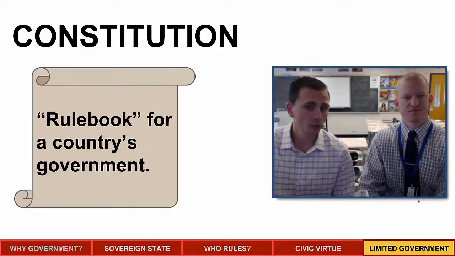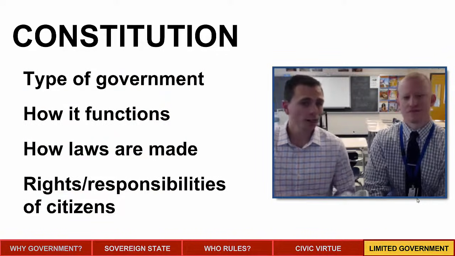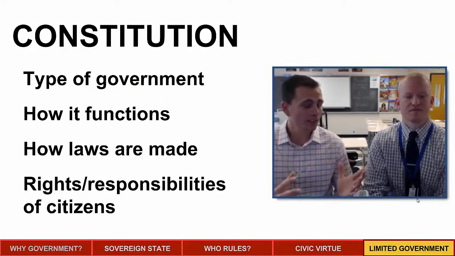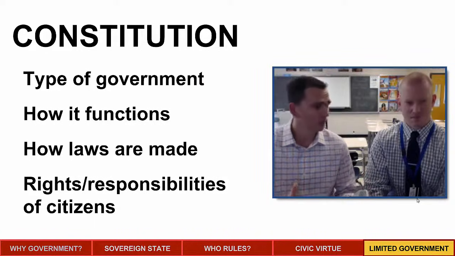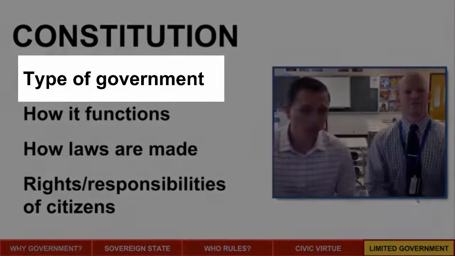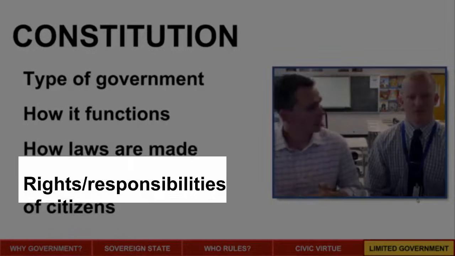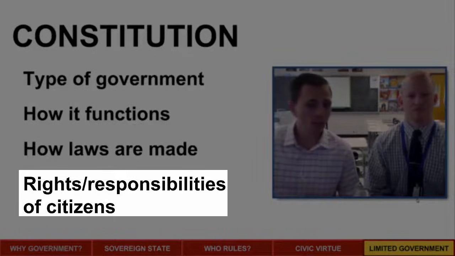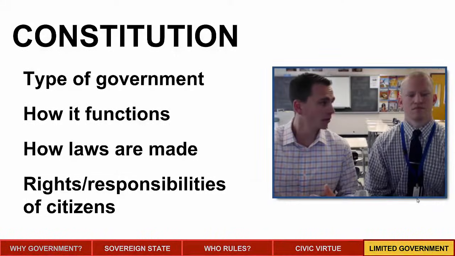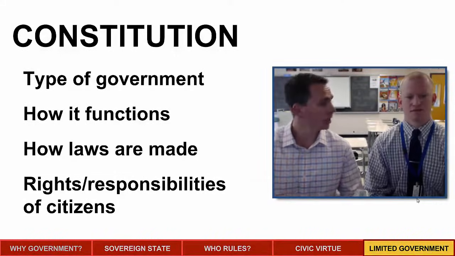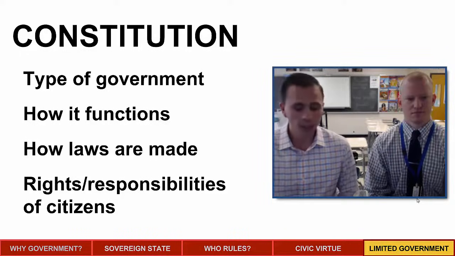Okay, so this rule book has a few different parts. So the Constitution limits governments because it says exactly what it does have the power to do. So it starts out by saying what type of government we're going to have, how it functions, how laws are made, as well as the rights and responsibilities of citizens. So all of these things, they seem like they're adding powers, but at the same time, they're also limiting it beyond the scope of those powers that are listed in the Constitution.